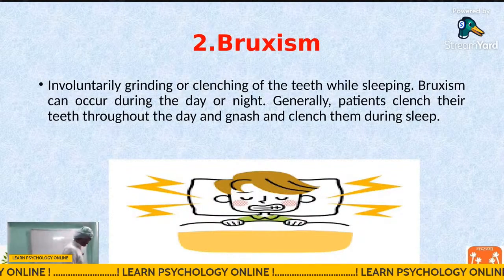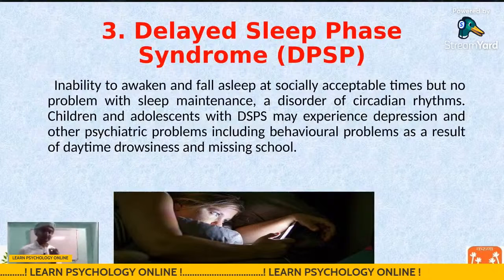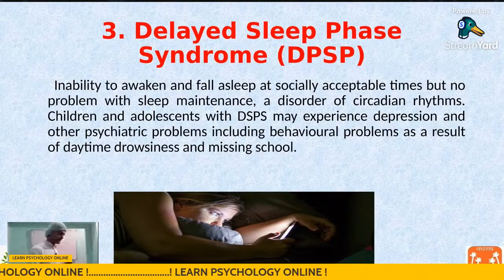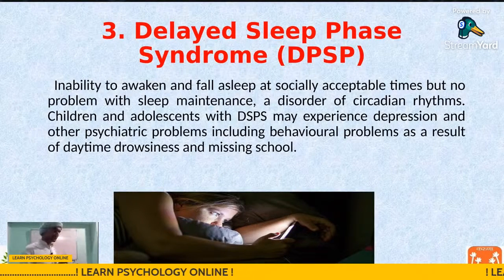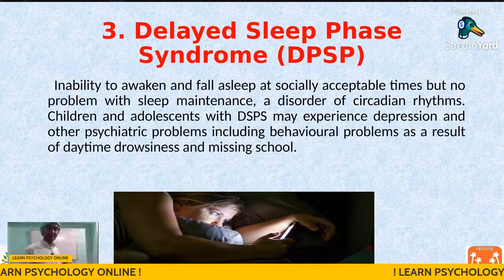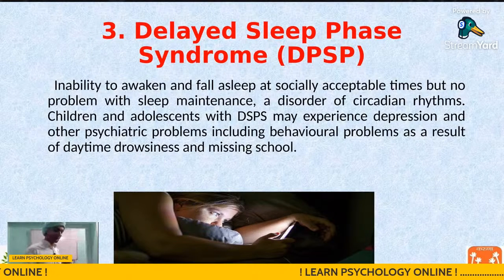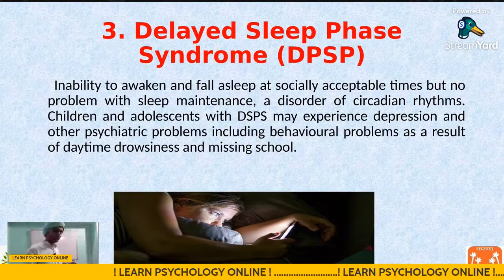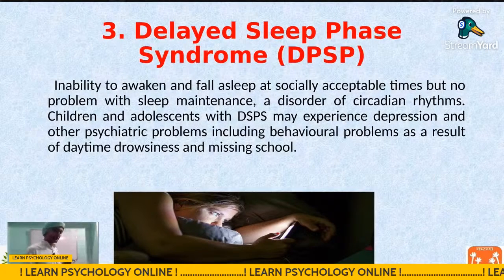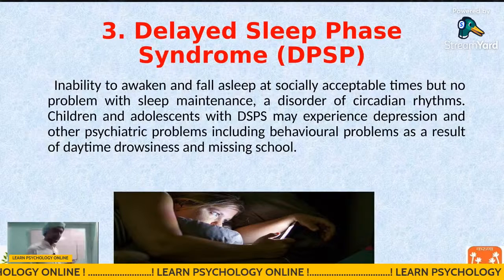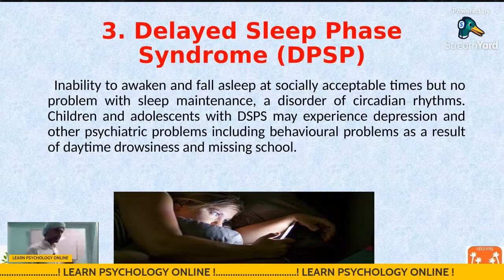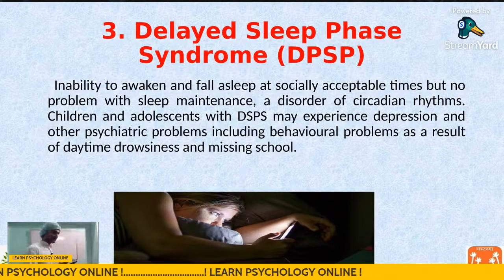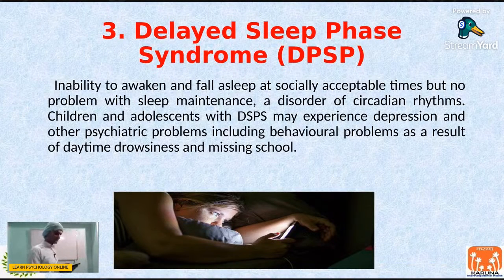And third one is delayed sleep phase syndrome. It is the inability to awaken and fall asleep at a socially acceptable time, but no problem with sleep maintenance. A disorder of circadian rhythm, children and adolescents with DSPS may experience depression and other psychiatric problems, including behavioral problems as a result of daytime drowsiness and missing school.